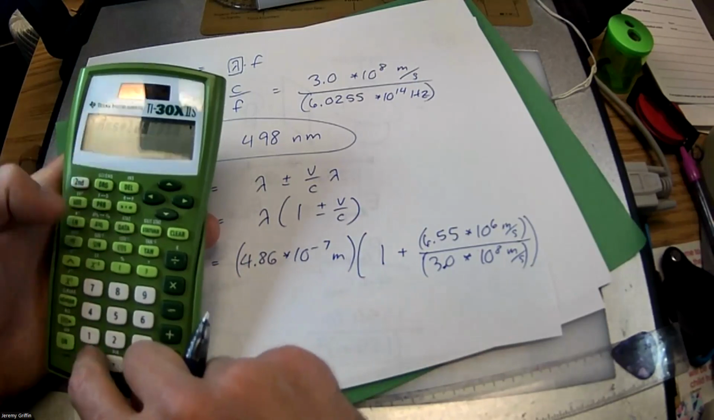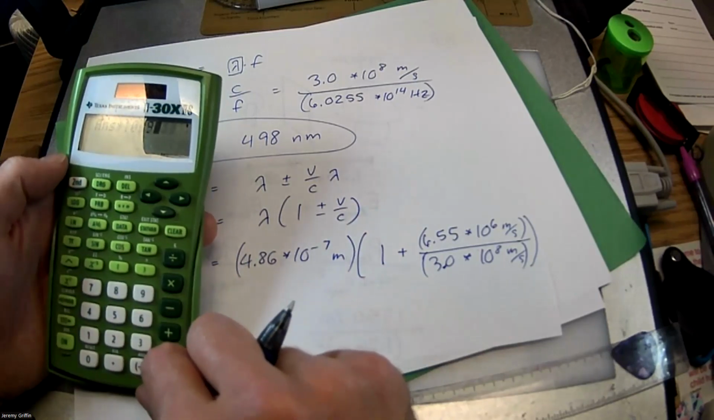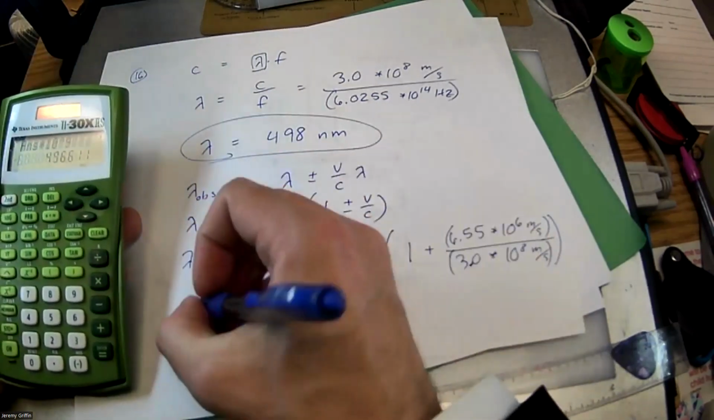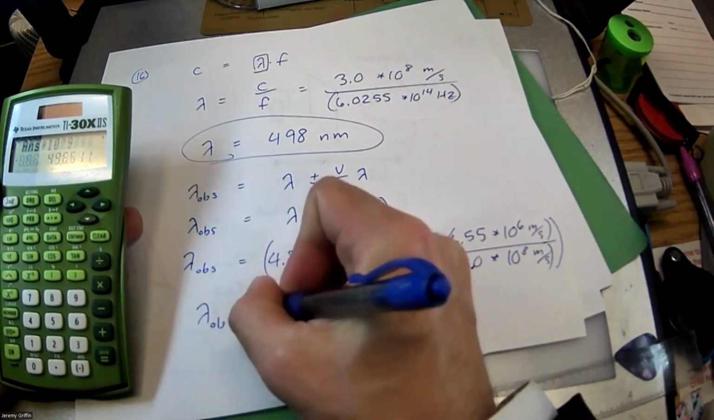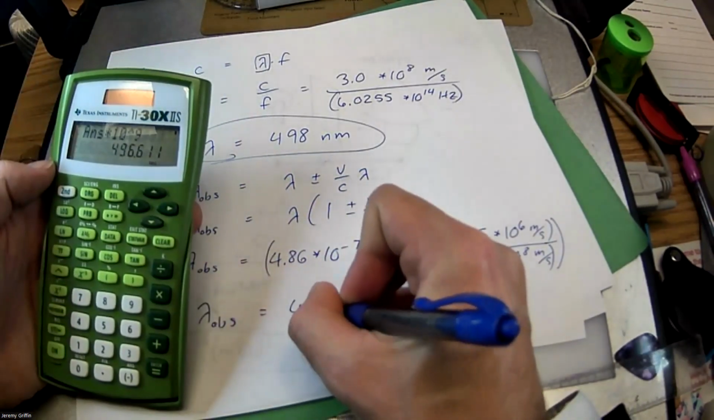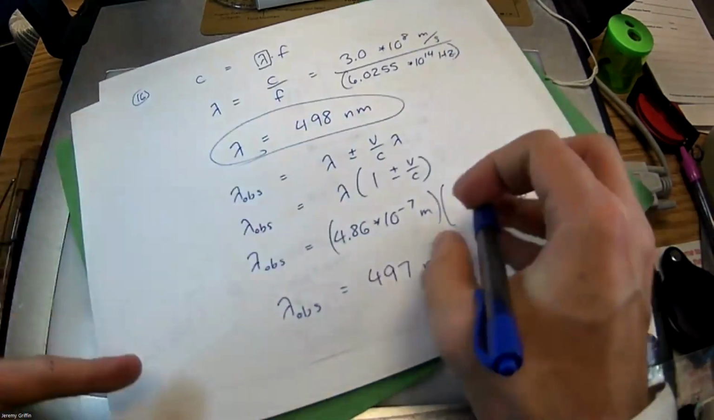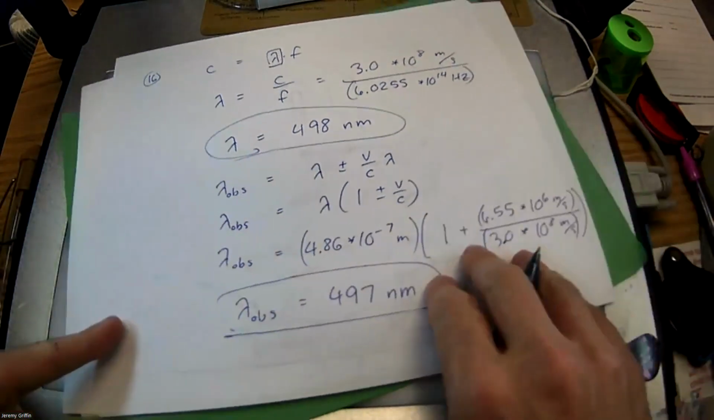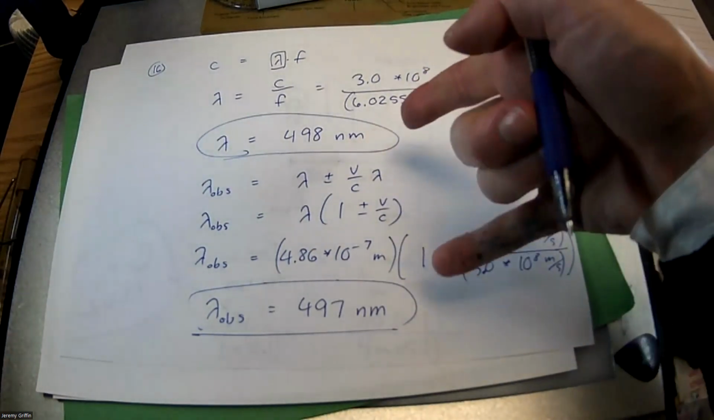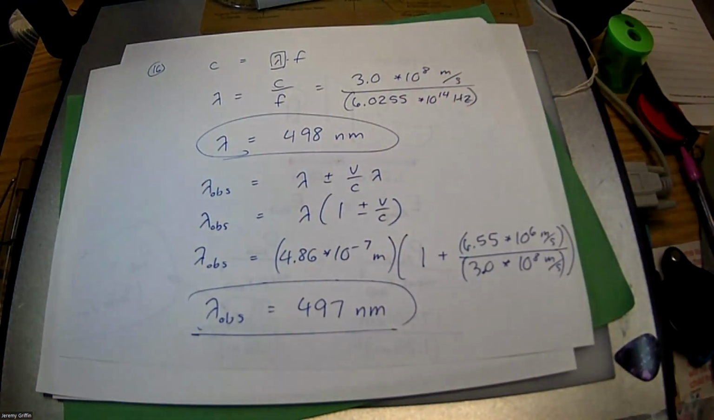All right, then times 10 to the 9 to get nano, creating prefix nano, and I'm getting the observed wavelength is 496.6, which rounds to 497 nanometers. Okay, so the other way we did it, we got 498 nanometers. The new way doing it, we got 497 nanometers. Pretty much the same thing.